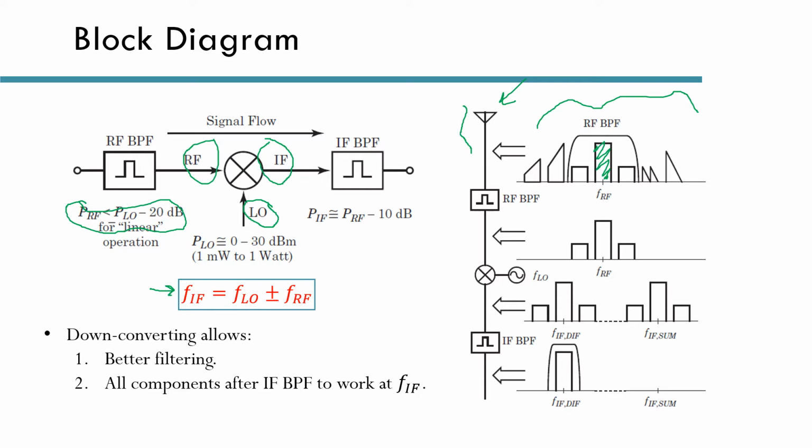This is why we try to filter as much as possible at RF, and then what we do is down convert our signal using the mixer to a lower frequency FIF, and then use another bandpass filter at a lower frequency to filter only the signal we want. And this also has another advantage, because now whatever the RF frequency we want, we can bring it down to the same IF frequency, and all the components following the IF filter have to work at only the IF frequency.